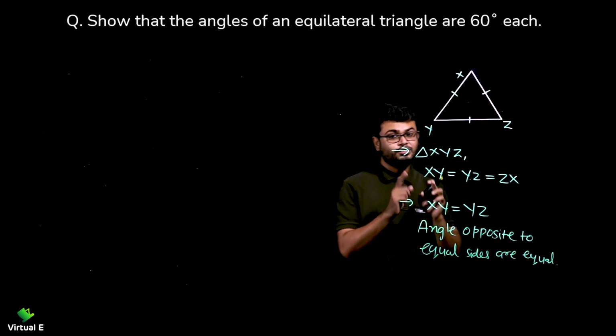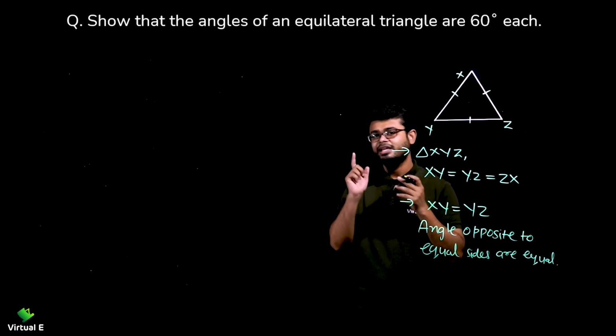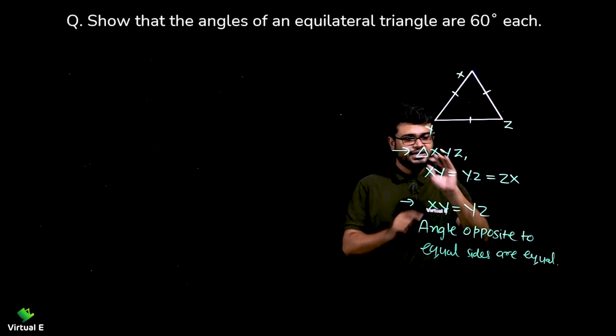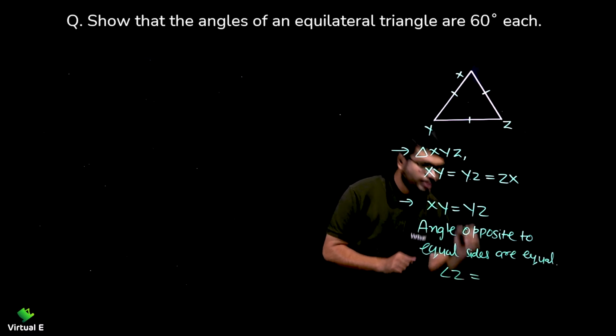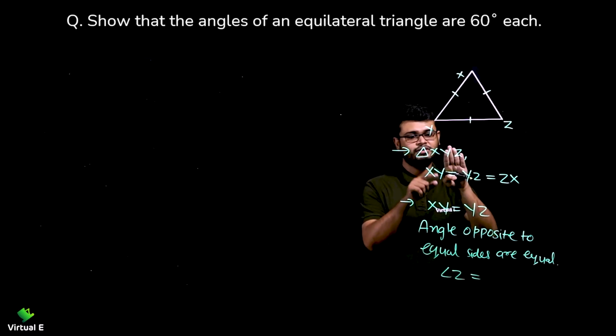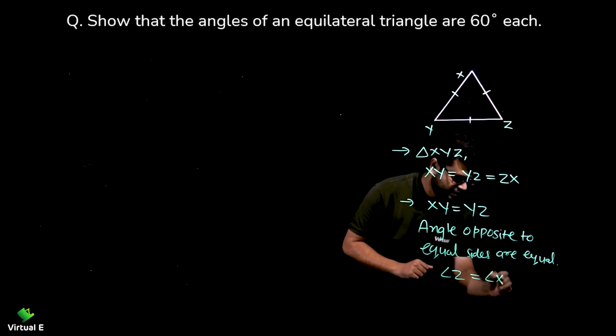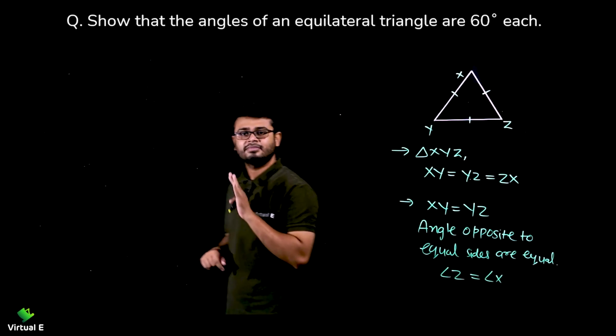Now, angle opposite to XY. I told you how to identify it, even if you are confused. If XY is there, what will be the opposite angle? Angle Z. And YZ is there, so what will be the angle? Angle X. Right? So these two angles are equal, right?